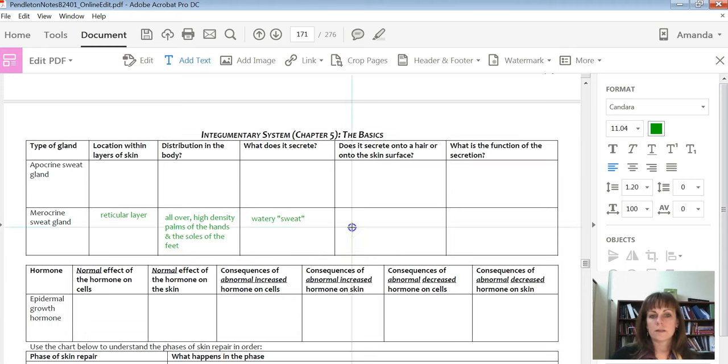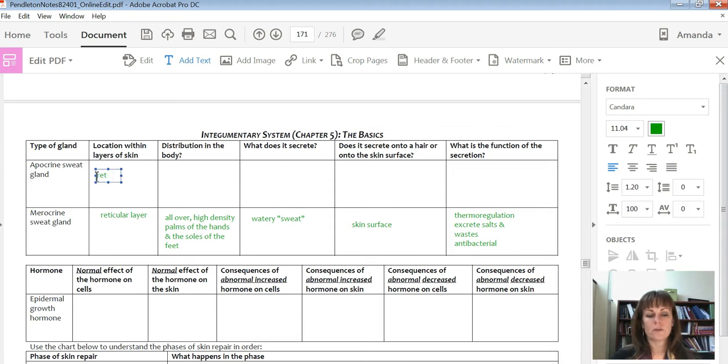Okay, this is the one that secretes directly onto the skin surface. This one is going to be functioning in thermoregulation, so it cools you down. It also helps to excrete salts and wastes, and it turns out this one also has some antibacterial properties as well.